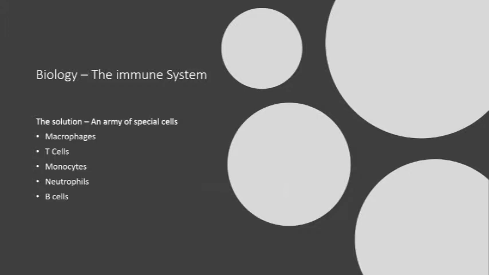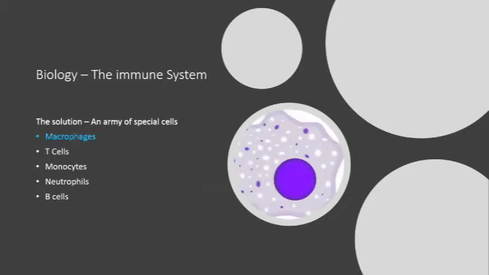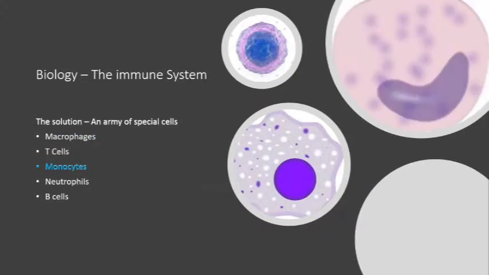In terms of the army of cells, let's look at them in turn. We start with the macrophages. Macrophages eat up bacteria and other invaders. T cells are the generals of the immune system. Monocytes are a type of white blood cell that can change into macrophages or dendritic cells, also known as antigen-presenting cells, and we'll see why these are important in a moment.